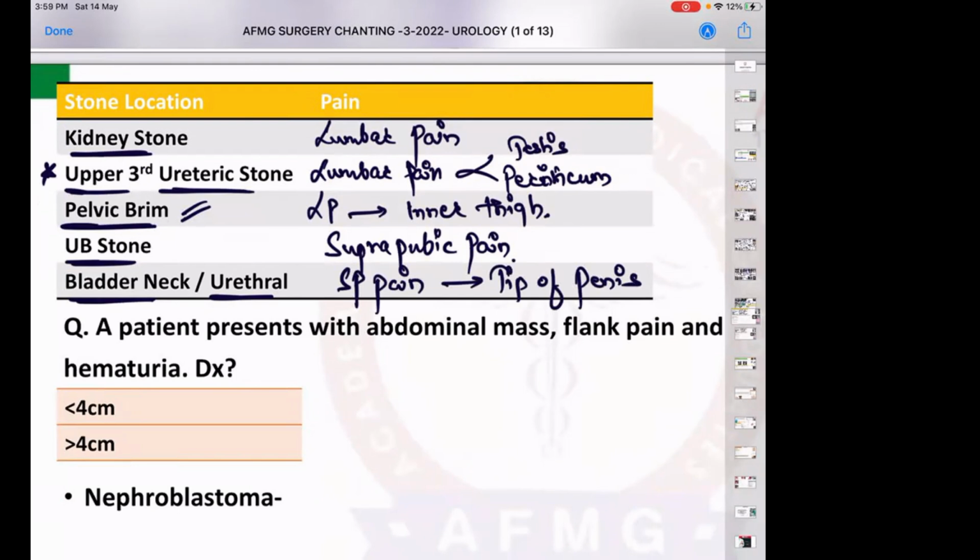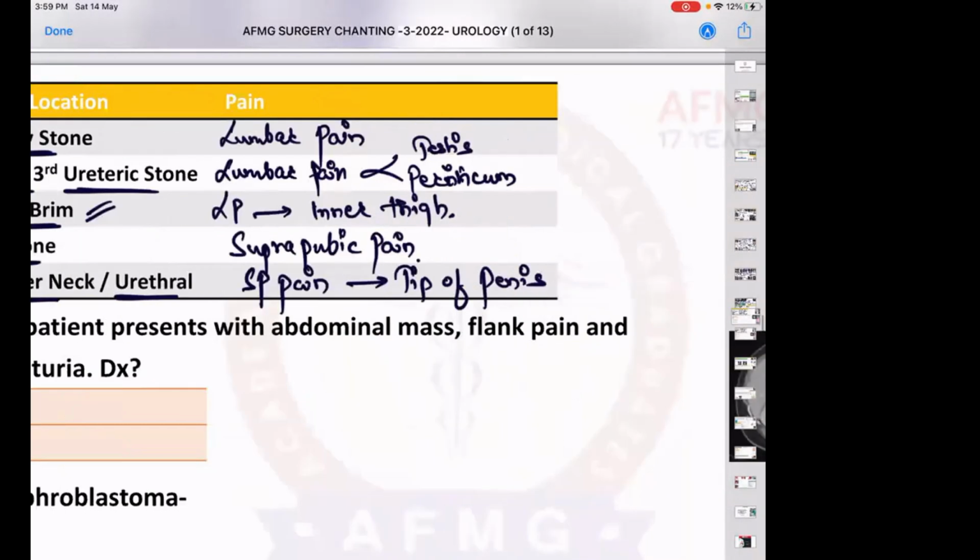Jaldi se. Lumbar pain, kidney stone. Lumbar pain radiating to testis or perineum, upper 1/3 ureteric stone. Lumbar pain radiating to inner thigh, pelvic brim stone. Suprapubic pain, urinary bladder stone. Suprapubic pain radiating to the tip of the penis, stone at the urinary bladder neck or urethra. No issues with this. Now, in females, usually it would be at the clitoris or at the labia.